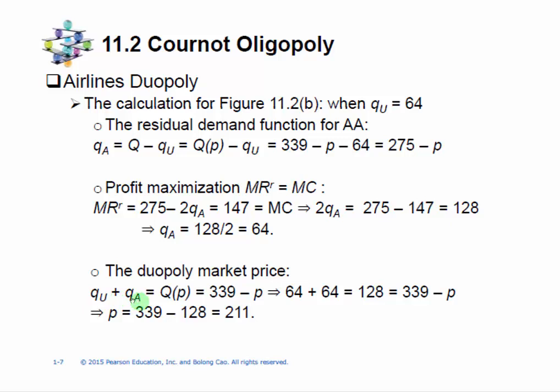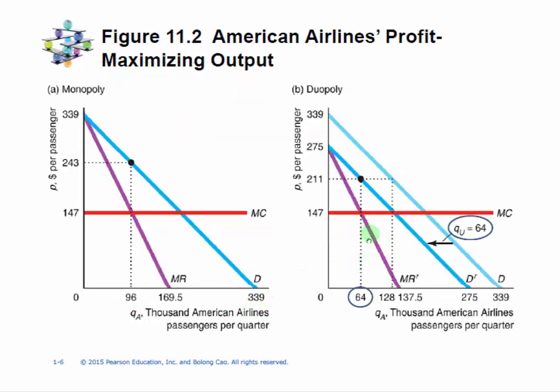So the total quantity supplied by United and American Airlines is 64 plus 64. It's 128, equal to this total market demand curve, 339 minus P. Then the price equals 339 minus 128, which is $211. That's how we get this quantity. Once the quantity supplied at 64 by United Airlines is assumed, we have calculated the profit maximizing quantity for American Airlines, which is 64.